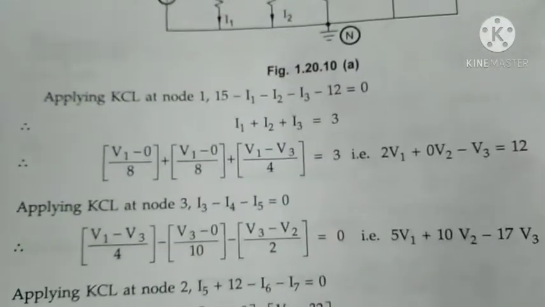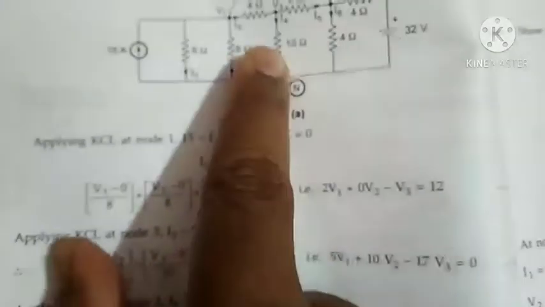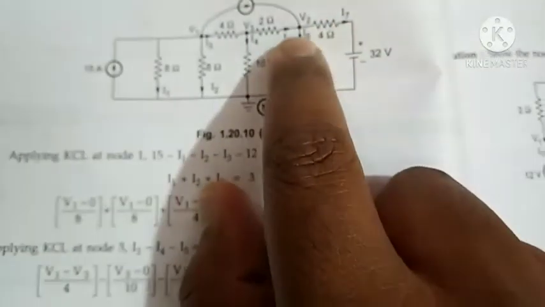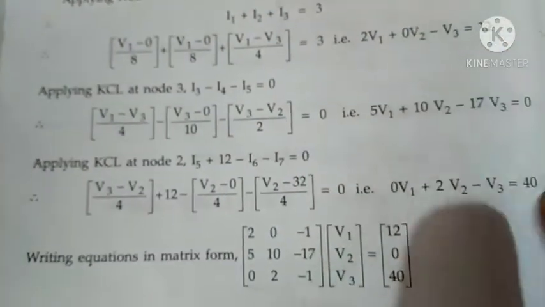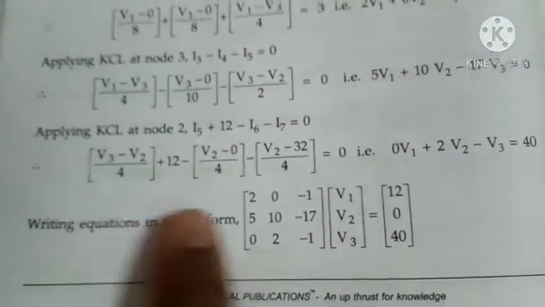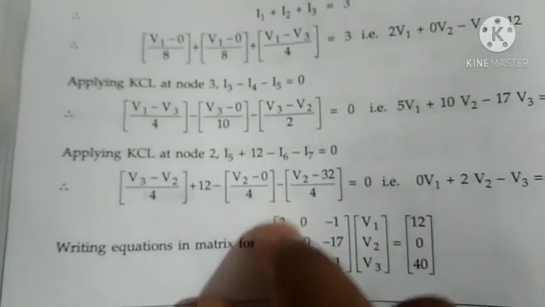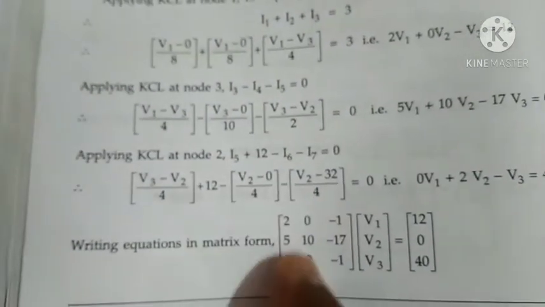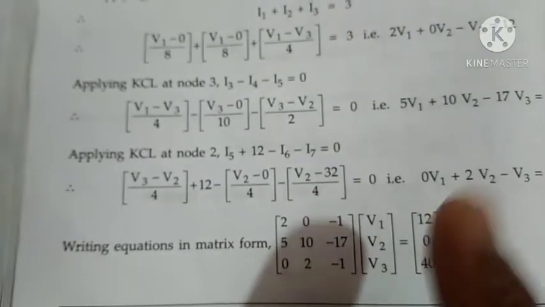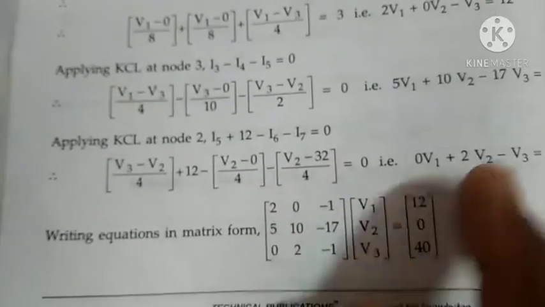Okay, so after applying KCL at node 1, we got this answer. After applying KCL at node V3, we got this value. After applying KCL at node 2, we are getting this value. Okay, so after getting the values, here we are getting 3 equations. These 3 equations can be written in matrix form. Here, this indicates the values connected to the first variable, that is V1. Second, these are the values connected to the second variable in all 3 equations. This is the values connected to the third variable, V3, in this question.